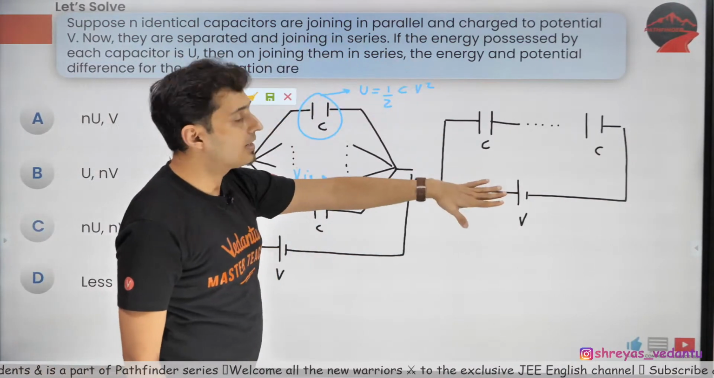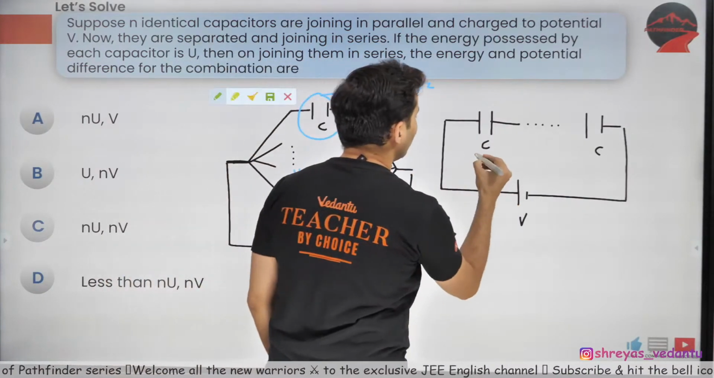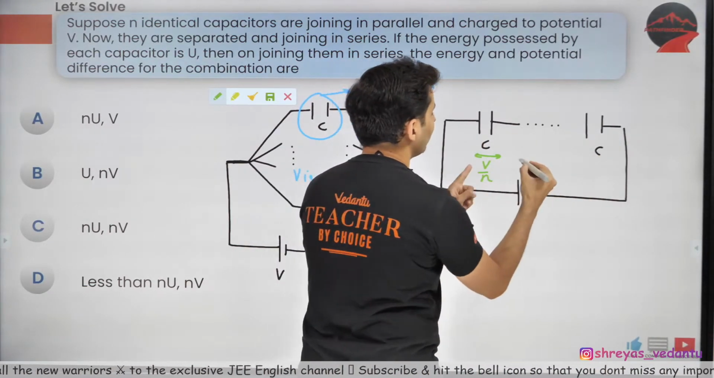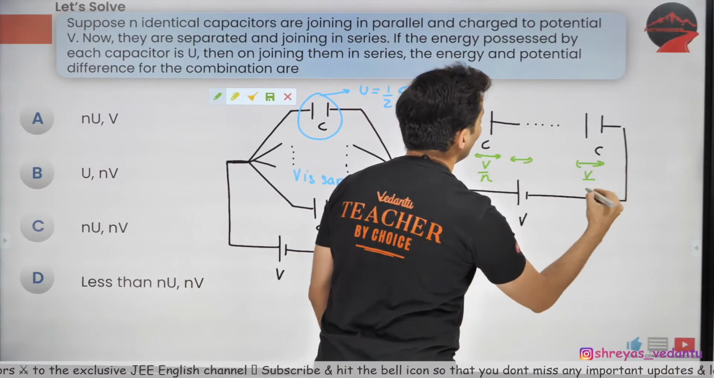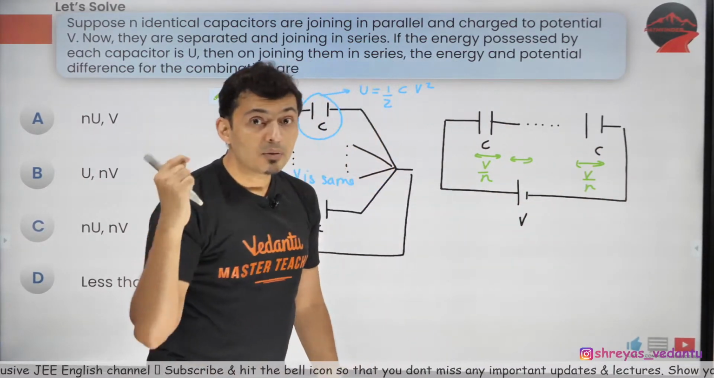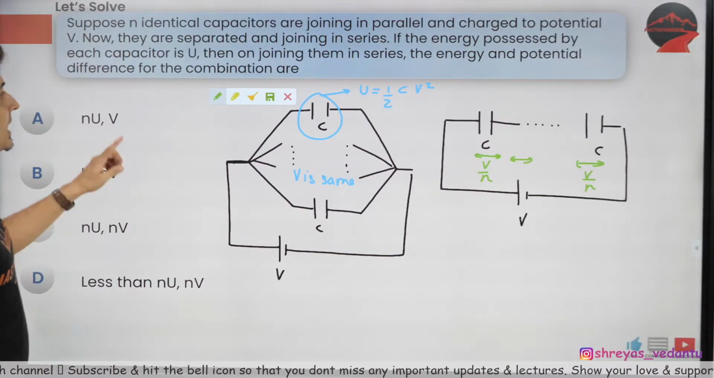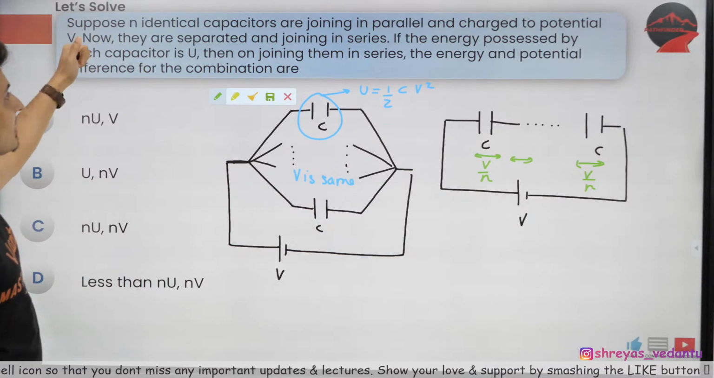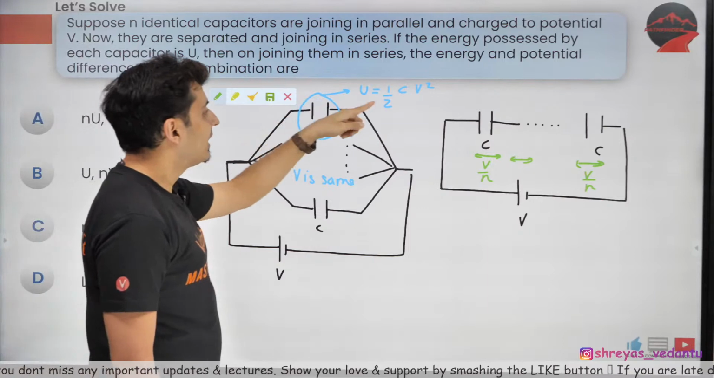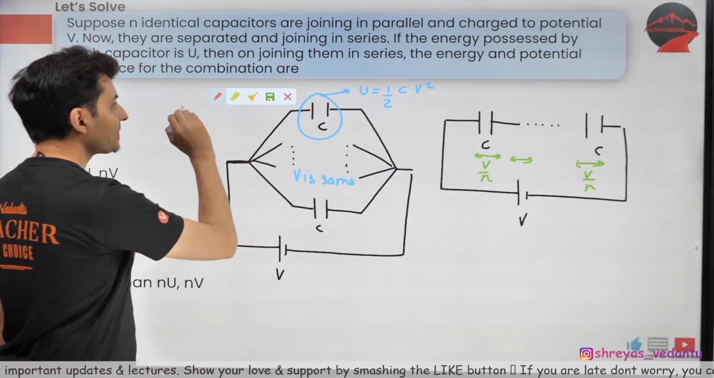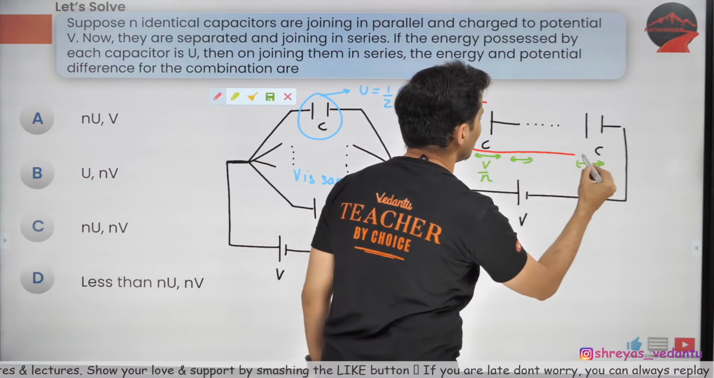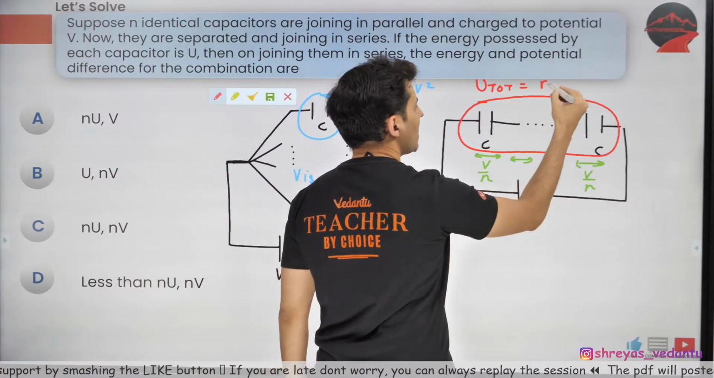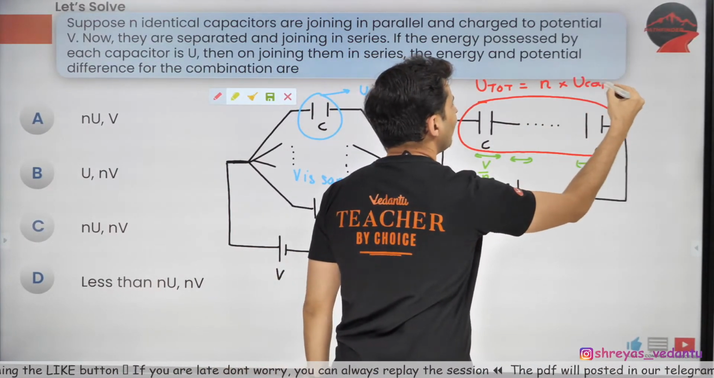Now when you join them in series, what will happen? First of all, their voltages won't be V, it will be divided between all of them. So V by N, V by N, V by N. The voltage across each one of them will be V by N. Then the energy and the potential difference for the combination. Now when you talk about the total energy stored in this case, U total, because there are n capacitors, is n into the energy stored on any one capacitor.